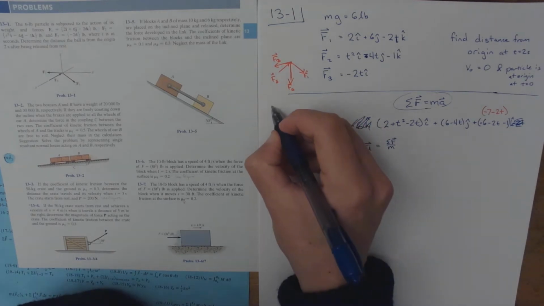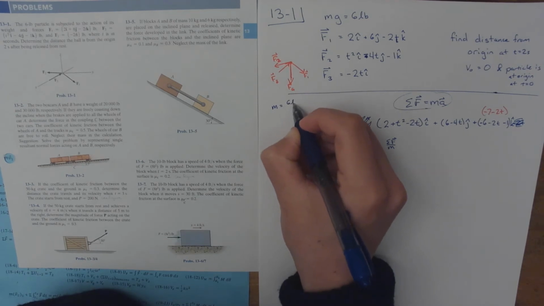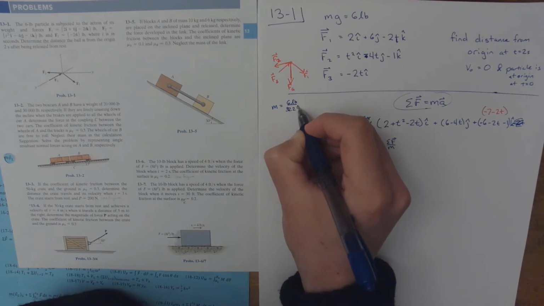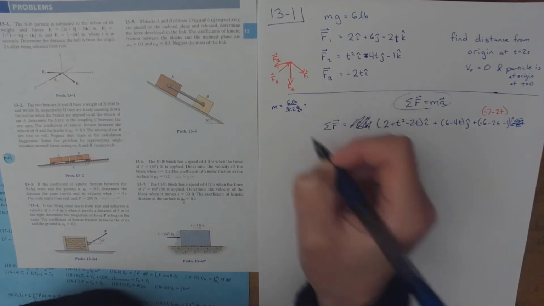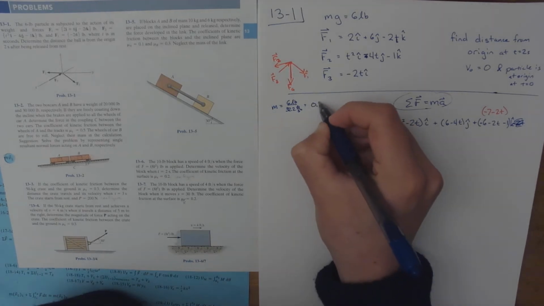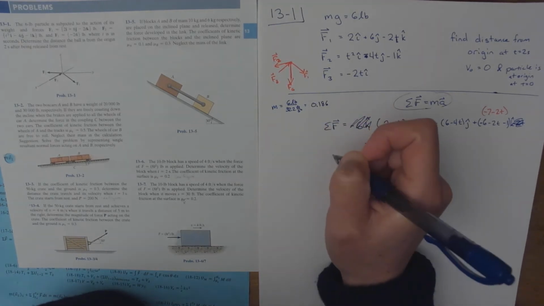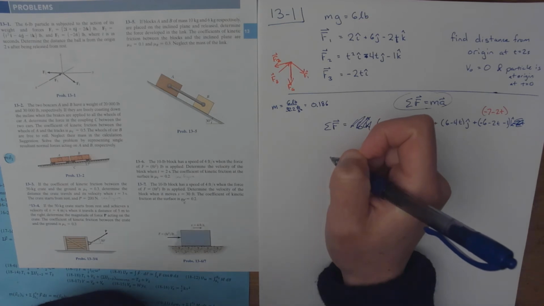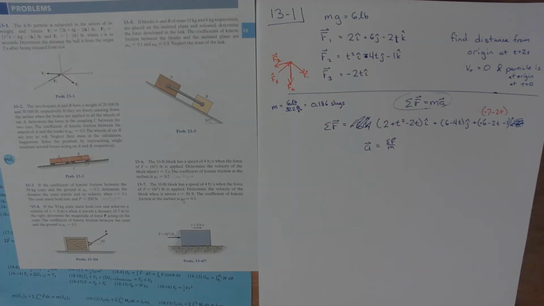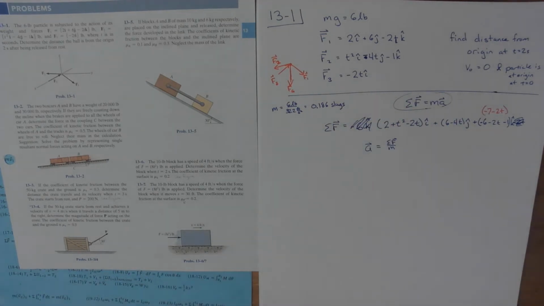Let's just stick that over here. So the mass is 6 pounds divided by 32.2 feet per second squared. 6 divided by 32.2 is 0.186, and a pound divided by feet per second squared is a slug. So I don't know if I mentioned that when we did the introduction to this chapter, but those would be the units of mass in FPS units.